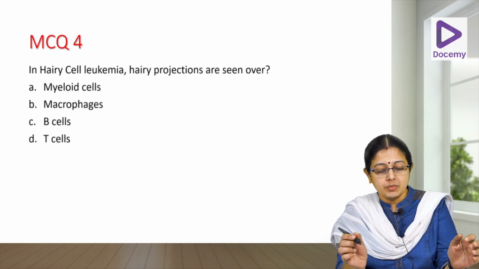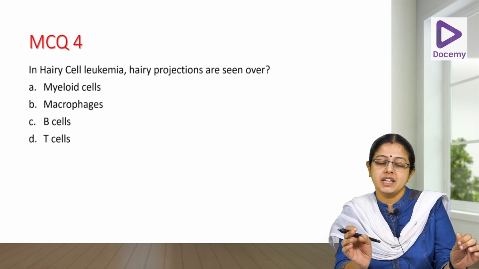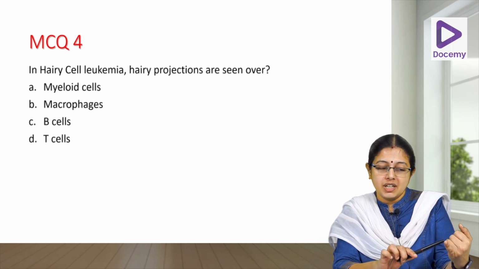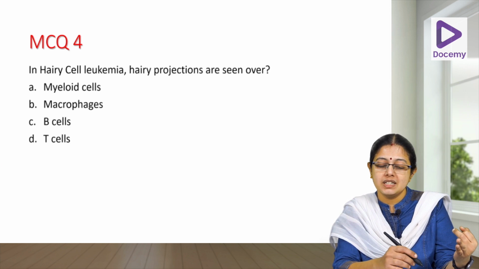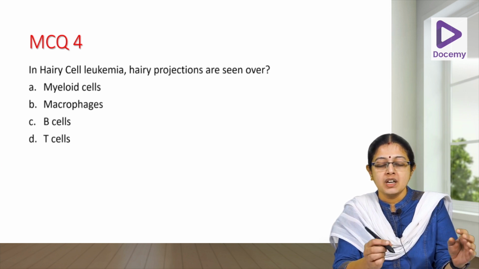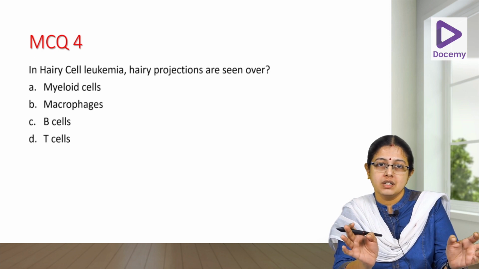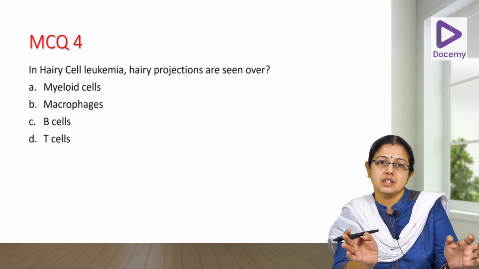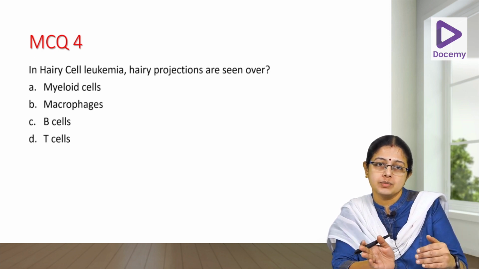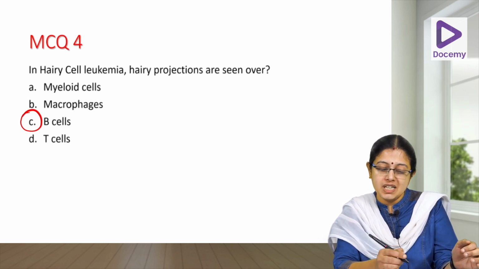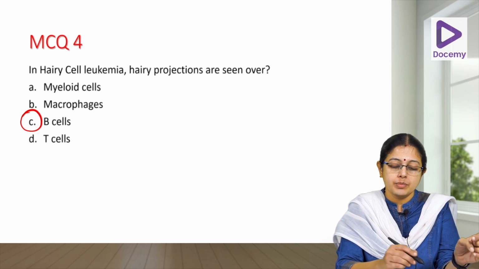Now coming to MCQ number 4: in hairy cell leukemia, the hairy projections are seen over option A, myeloid cells, option B, macrophages, option C, B cells, and option D, T cells. Even though the terminology is leukemia, hairy cell leukemia is actually a low-grade lymphoma which develops from the B cells. So the circulating B cells will have the hairy cell projections.